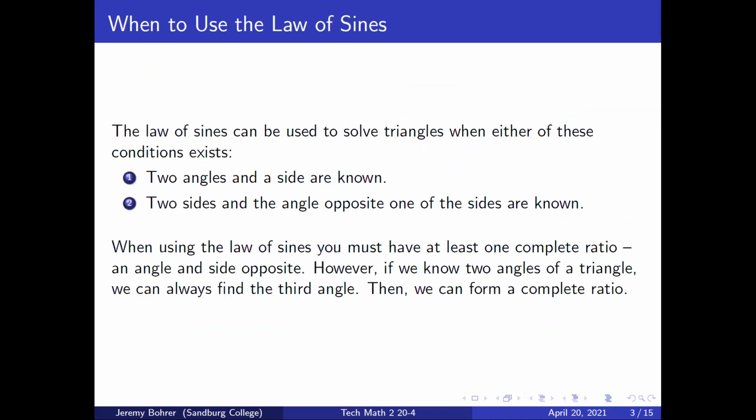The law of sines can be used to solve triangles when either of these conditions exist. First, two angles and a side are known, or second, two sides and the angle opposite one of the sides are known. When using the law of sines, you must have at least one complete ratio, an angle and side opposite. However, if we know two angles of a triangle, we can always find the third angle. Then we can form a complete ratio.